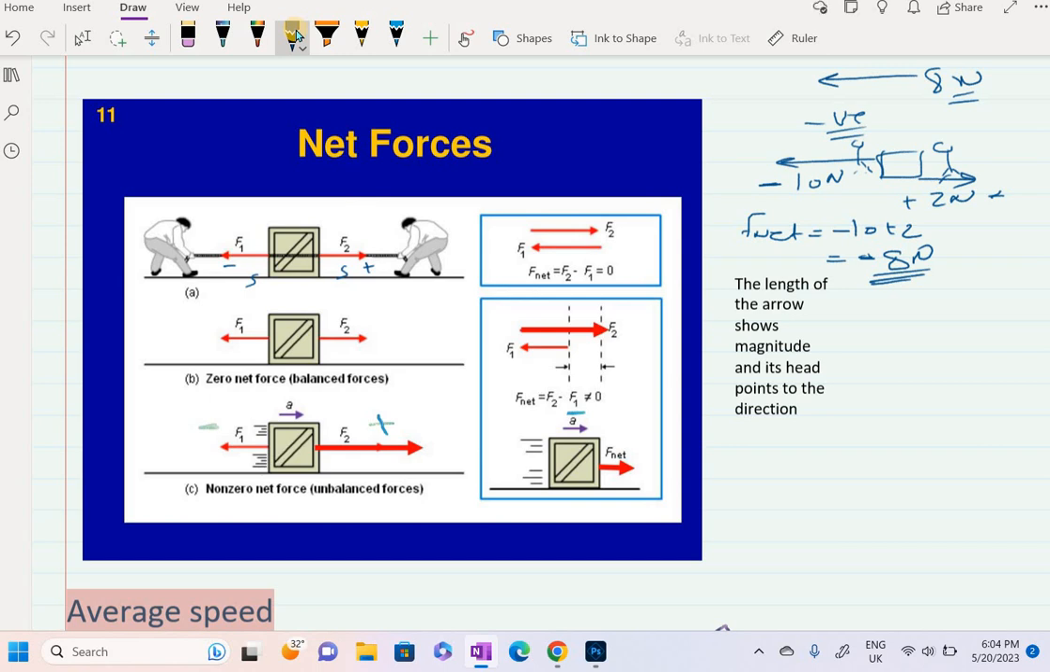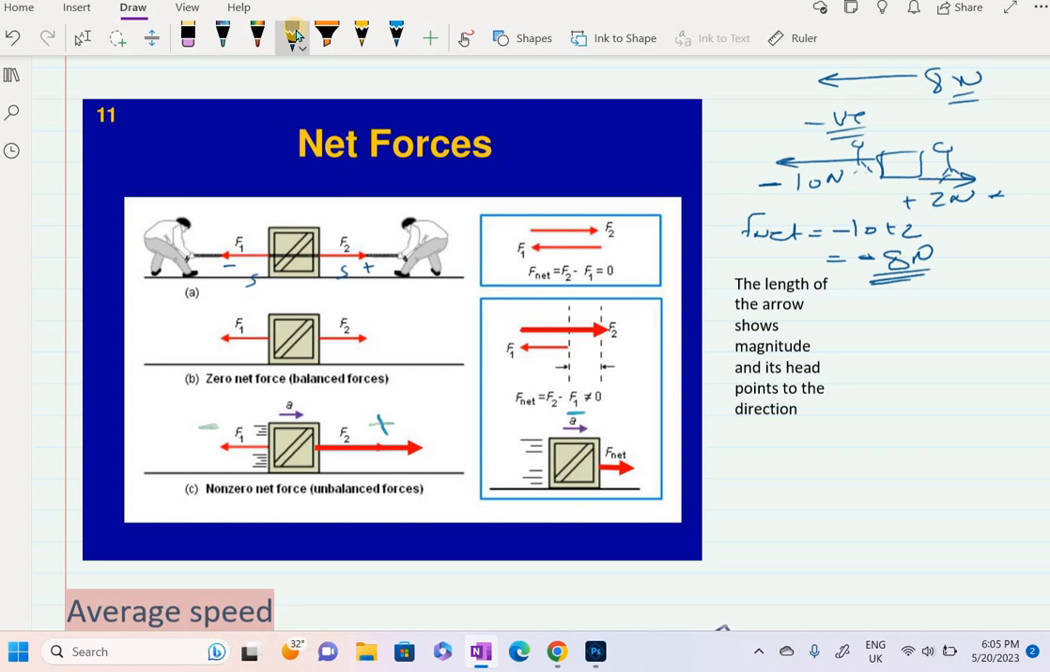Here, this is the same thing as this one. But here F2 is bigger than F1, so for sure I will have a net force toward the right, and it will be positive. As F2 is bigger, the length of its arrow is also bigger than F1. So the length of the arrow shows magnitude and its head points to the direction.